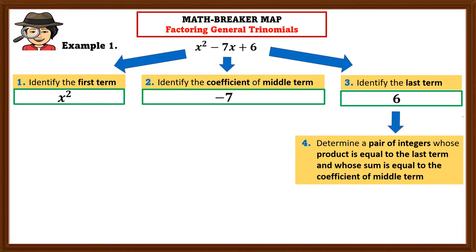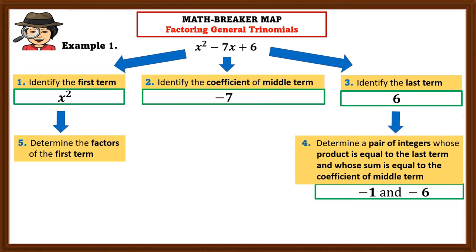The fourth step is to determine a pair of integers whose product is equal to the last term, which is 6, and whose sum is equal to the coefficient of the middle term, which is negative 7. Therefore, we have the pair of integers negative 1 and negative 6. Because when you multiply negative 1 times negative 6, the product is positive 6. And also, when you add negative 1 plus negative 6, the sum is negative 7. They are both satisfied.